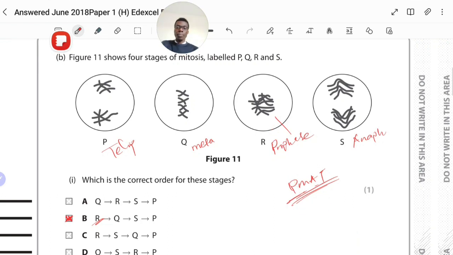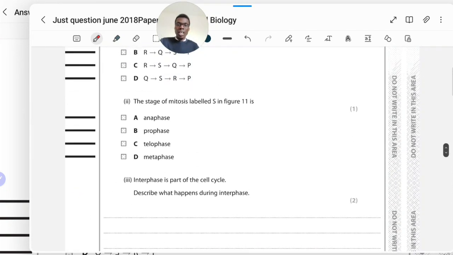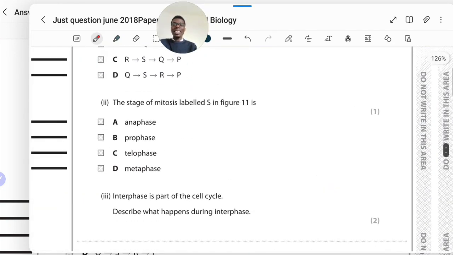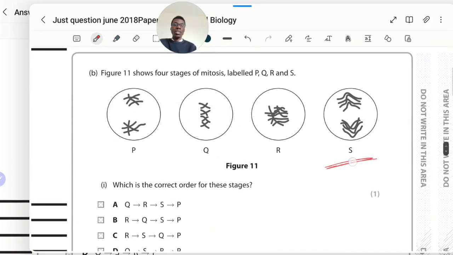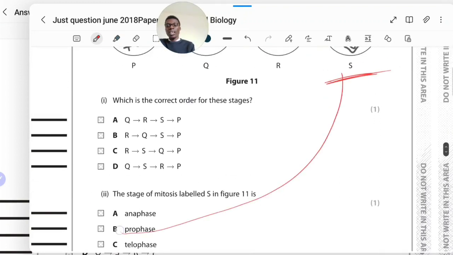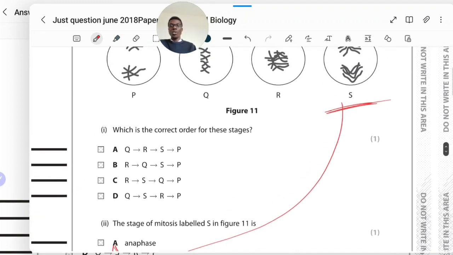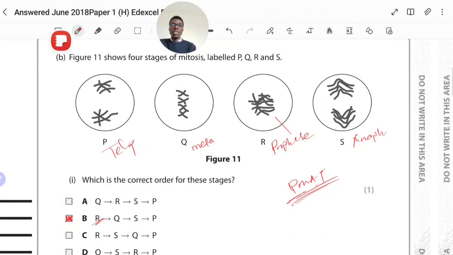All right. So let's go back to our question. I already explained this. This should be easy. And I said the stage of mitosis labelled S is what? I just said that some few seconds ago. Try to remember. That's what? Anaphase. I said that some minutes ago when I was explaining. All right, let me show you to be double sure. So this is what I told you here. Yeah, all right. Moving on.